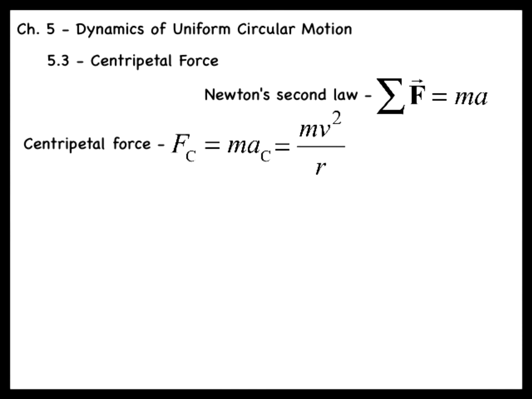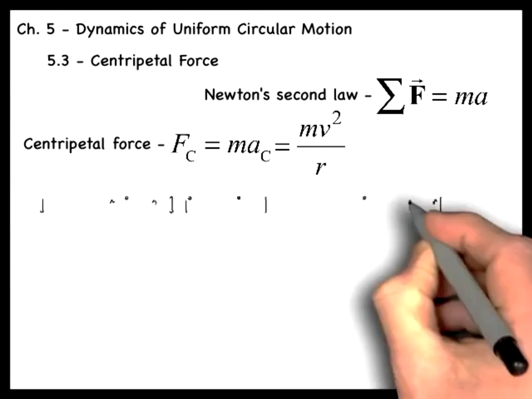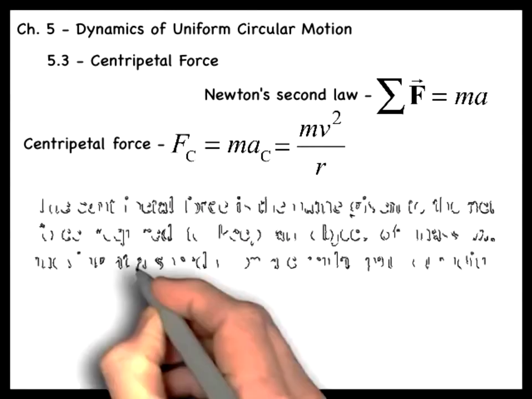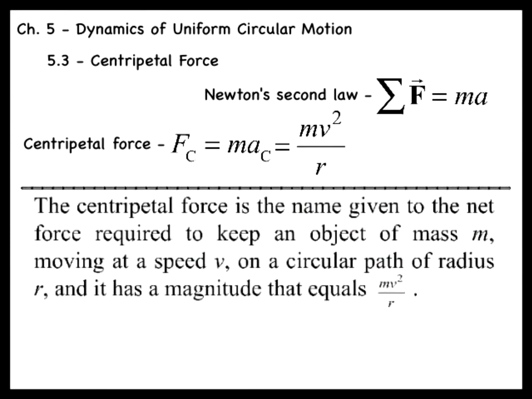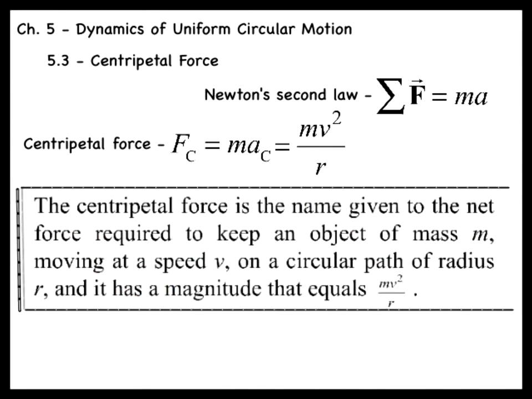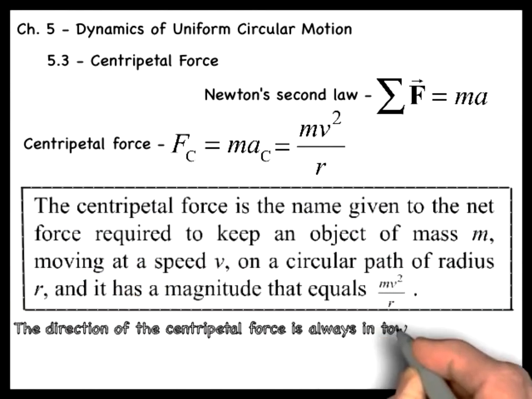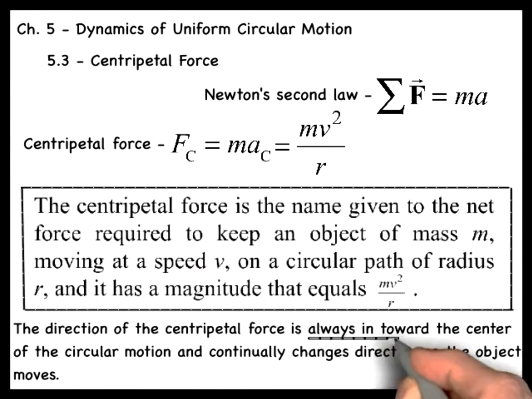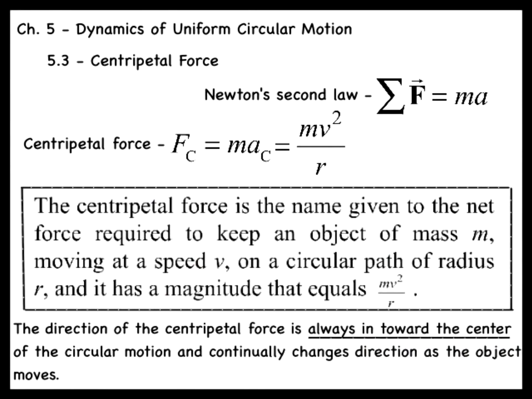This force must point in the same direction as the centripetal acceleration, that is, toward the center of the circular motion. Let's explicitly define the centripetal force. The centripetal force is the name given to the net force required to keep an object of mass m moving at a speed v on a circular path of radius r, and it has a magnitude that equals mv squared over r. The direction of the centripetal force always points in toward the center of the circle and continually changes direction as the object moves.